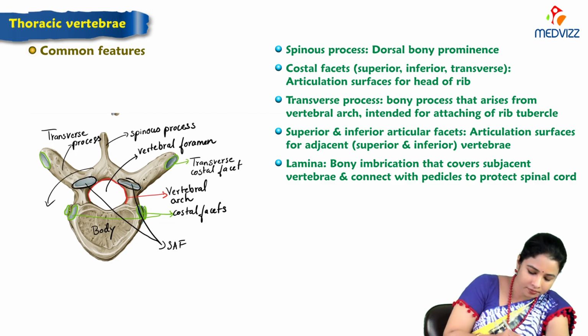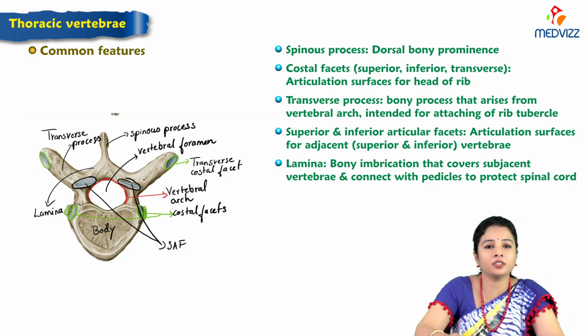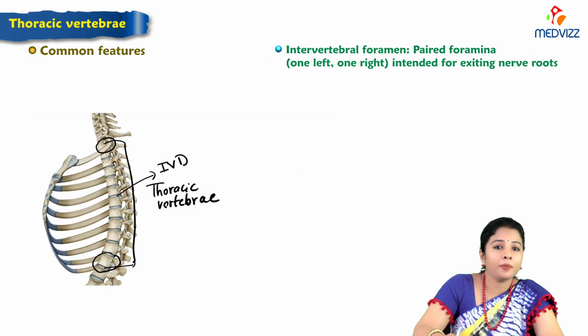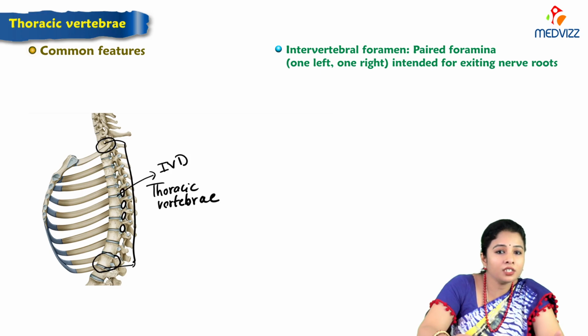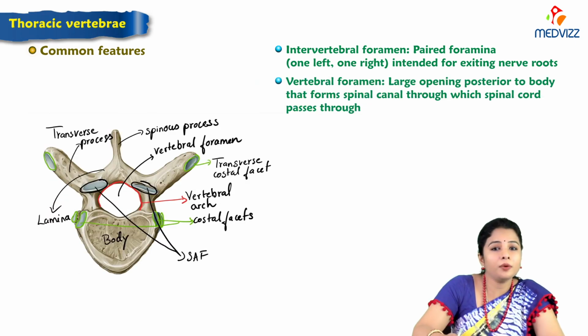So this is the lamina on each side. Intervertebral foramina, paired foramina, one on the left, one on the right, are present here. These gaps between the two vertebrae are the intervertebral foramina. These foramina are intended for exiting nerve roots from the thoracic segments of the spinal cord. Vertebral foramen, we know, is the large opening posterior to the body, and that forms the spinal canal through which the spinal cord passes. So these were the common features of a thoracic vertebra.